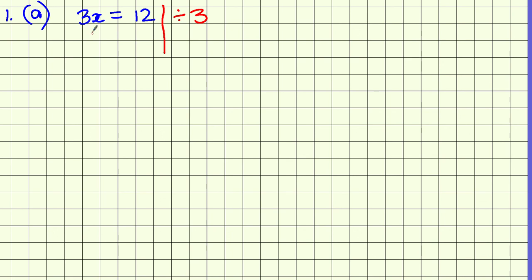That gets rid of the 3 here, so it leaves you with x by itself, and you also have to divide by 3 on your right hand side. So 12 divided by 3 gives you 4. And that's you finished.